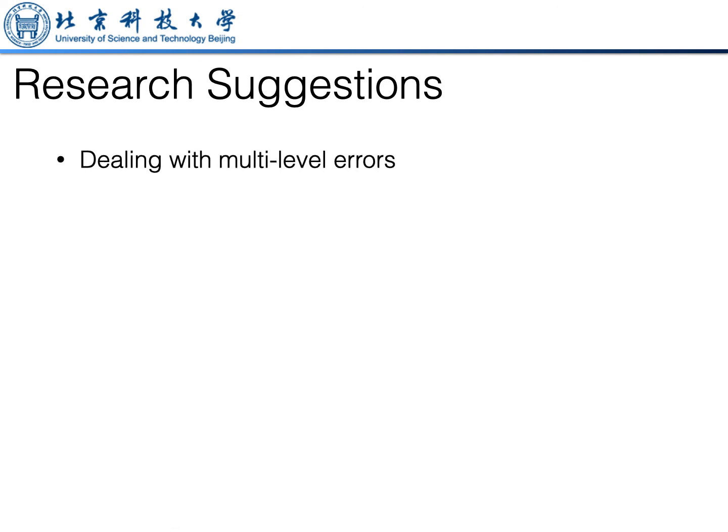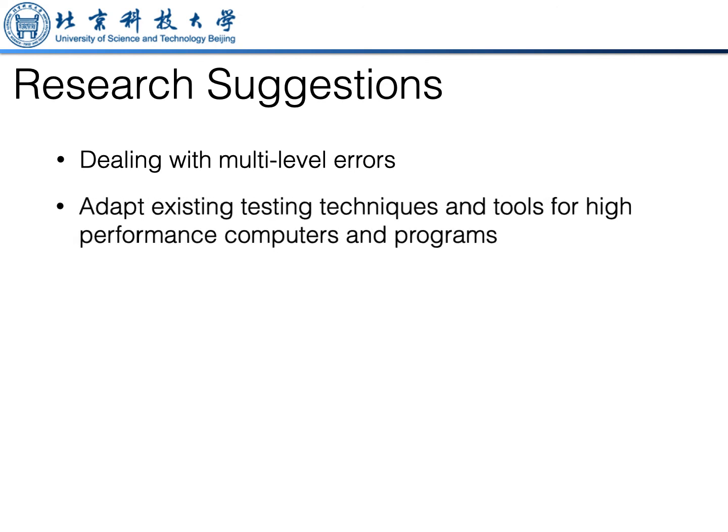First, how to analyze and test a program in a context of multi-level errors is an interesting topic. As we have explained, there are many errors that may lead to an inaccurate result. When the program output is inaccurate, how can we know whether it is due to a bug in the program or an error in the input data?